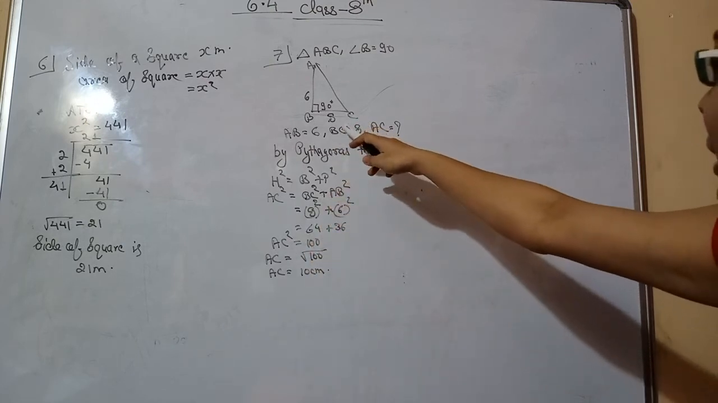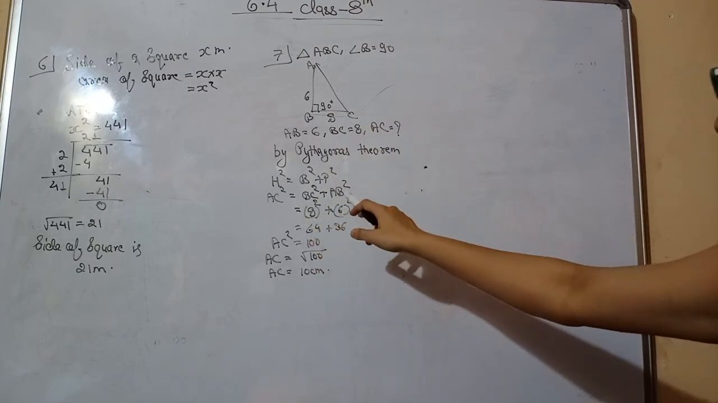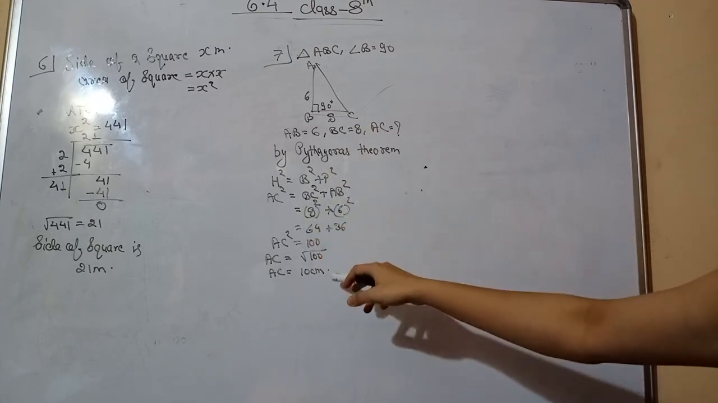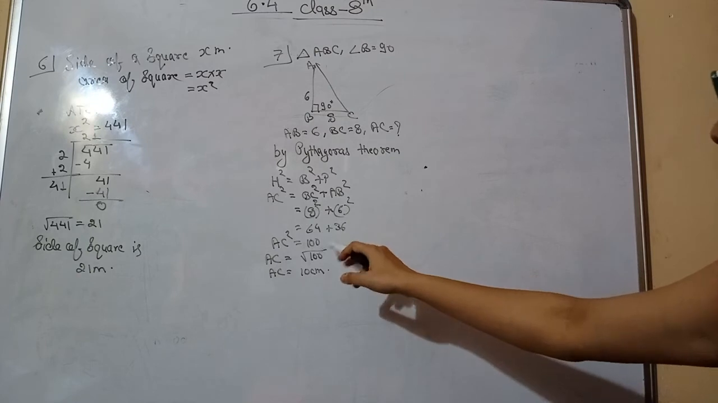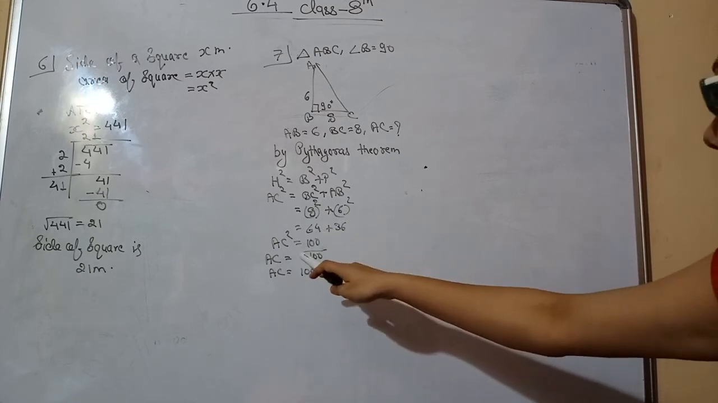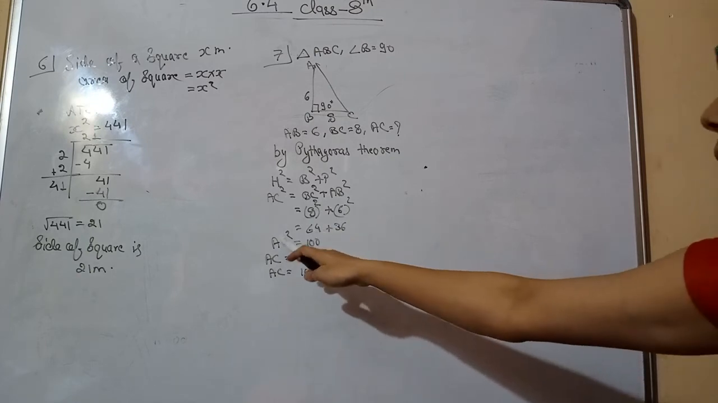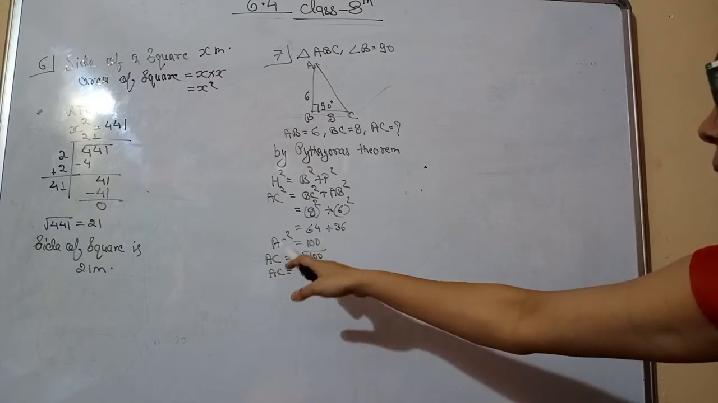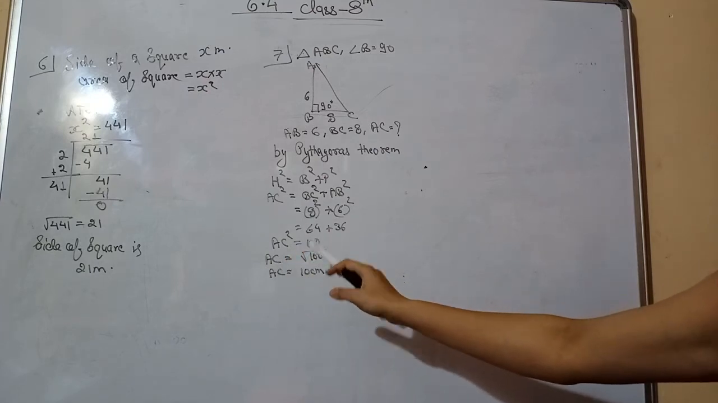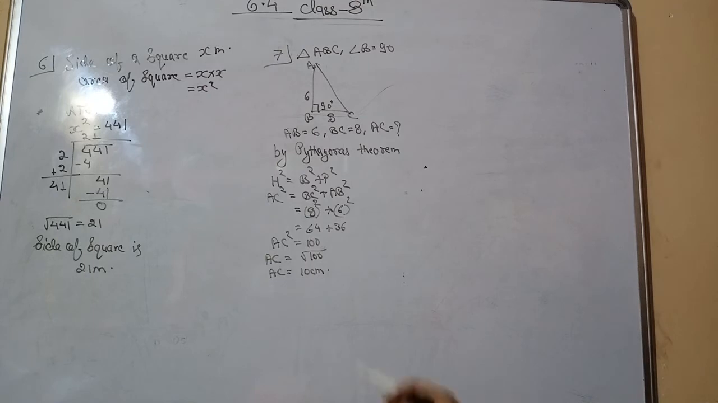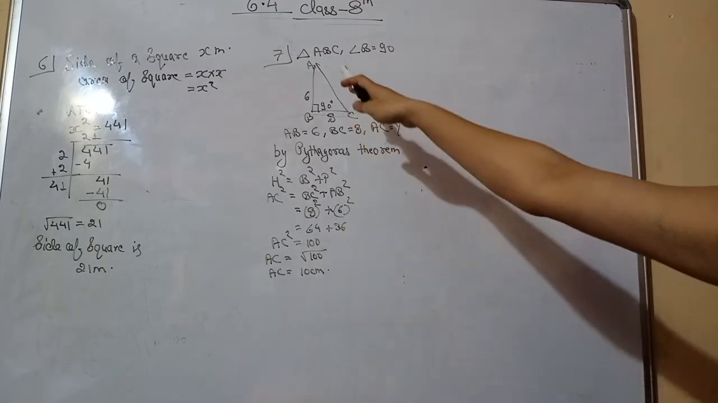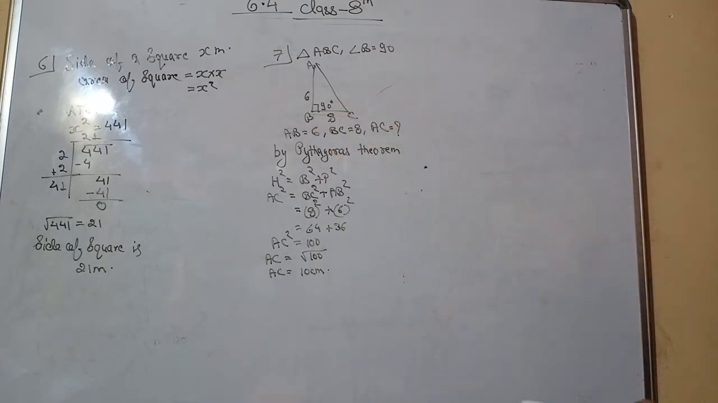The base is 8 cm, so the square of 8, and the perpendicular is 6 cm, so the square of 6. 8 8s are 64, 6 6s are 36. When we add both numbers, we get 100. So AC square equals 100, and when we transpose the square sign, it becomes under root. What is the square root of 100? The square root of 100 is 10. It means the hypotenuse of the given triangle is 10 centimeters.